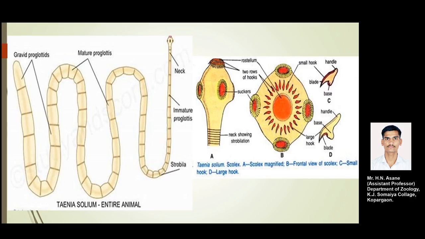However, in the case of the beef tapeworm, that is Taenia saginata, the rostellum and hooks are absent.